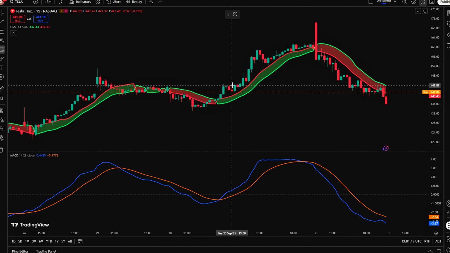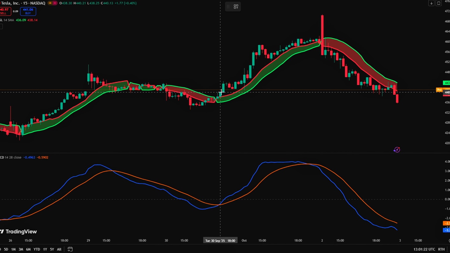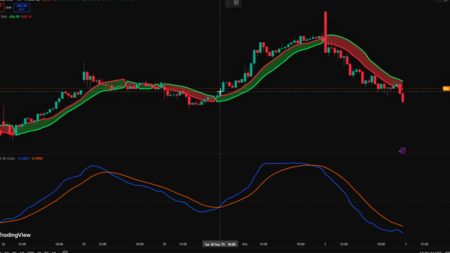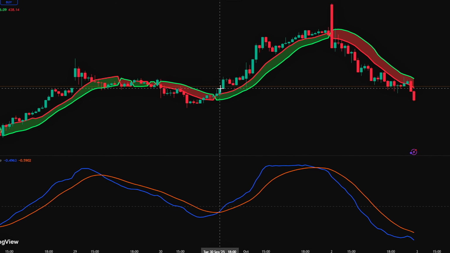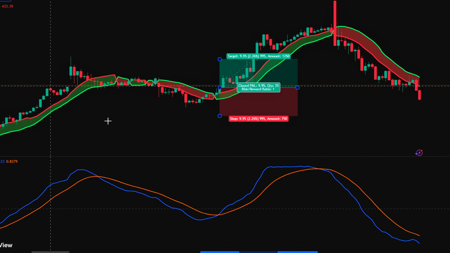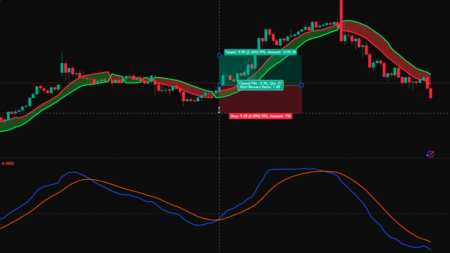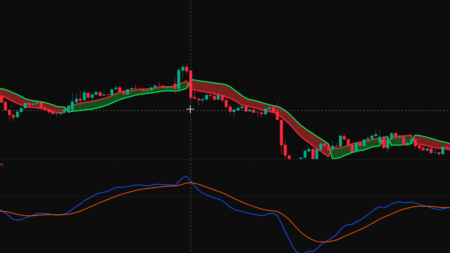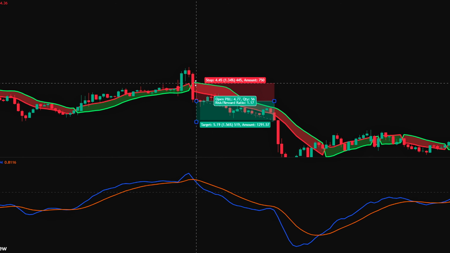So, to recap today's strategy, add generalized SSL to identify direction, add MACD to confirm momentum, enter trades only when both align with candle confirmation, stop loss just beyond SSL lines, use a 1 to 1.5 risk-to-reward ratio for consistent profits, practice on demo charts first, build confidence, and then take it live.